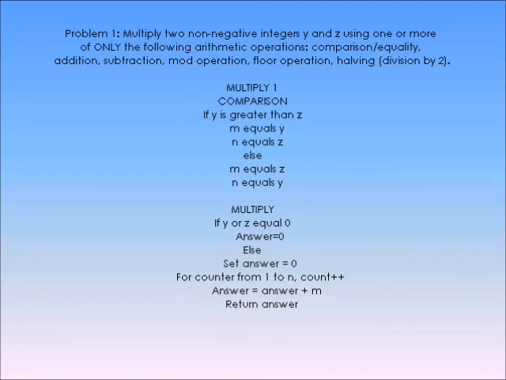To begin, you have an if statement that assigns y to equal m and z to equal n if y is greater than z. If y is not greater than z, then z is assigned to m and y is assigned to n. In order to do the multiplication, there is an if statement that runs if y or x equals 0. If they do, the result is 0. If they do not, you set the answer to 0. Then have the loop run n number of times. Then you calculate another value for the result, where the result will equal the result plus m. Then you have your answer.